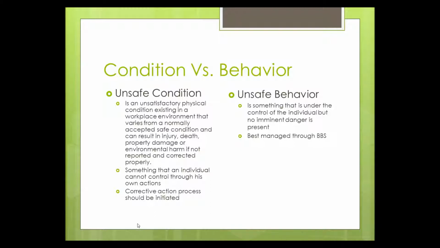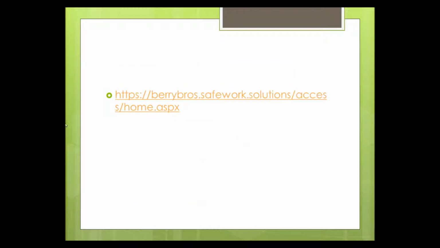An unsafe condition is something that the individual cannot control through his own action, and it requires that a corrective action process be initiated. An unsafe behavior, however, is something that is under the control of the individual, but no imminent danger is present. An unsafe behavior is best managed through a BBS card. So let's go back to the program and complete a few examples.